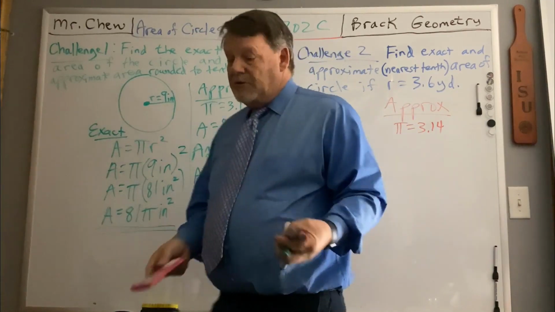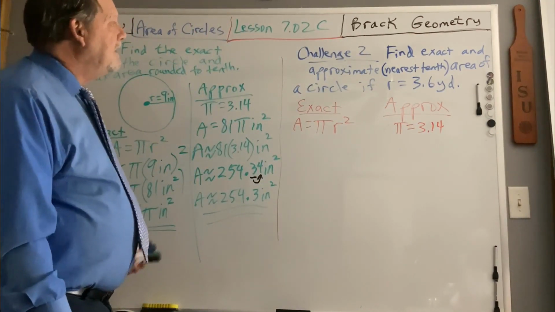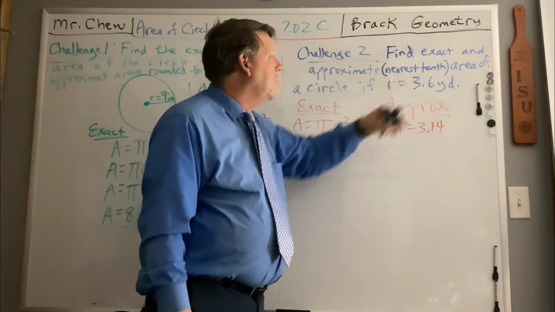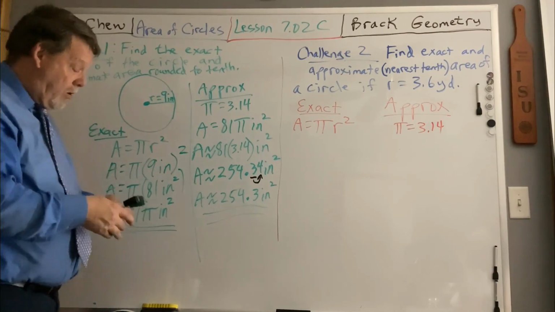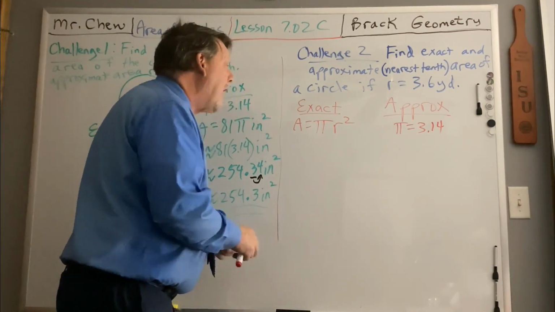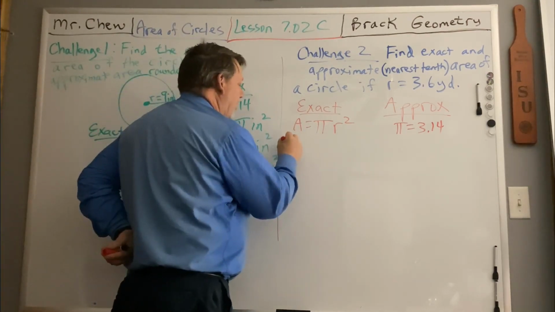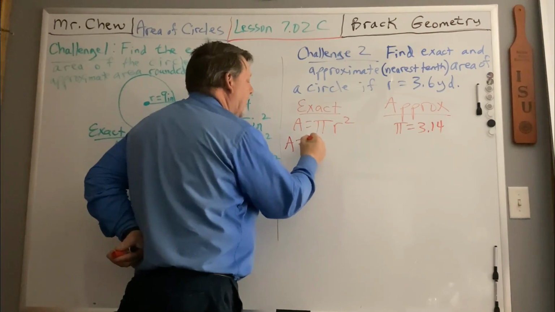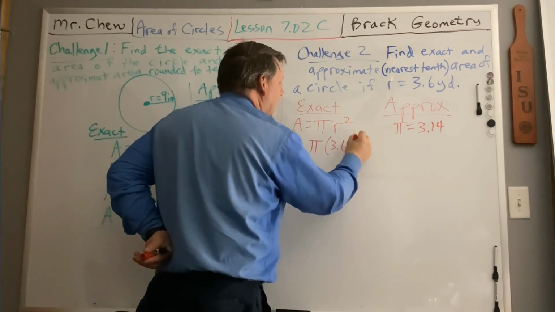All right, so now let's go to challenge problem 2. It said now we have one that has a 3.6 yard radius. I don't have to draw the picture. You can if you want, and it makes you feel better, then go ahead and do it. But you don't have to. I have to use my formula here. So my area equals pi times the 3.6 yards, and I'm going to square that.